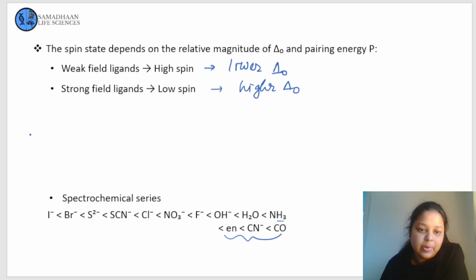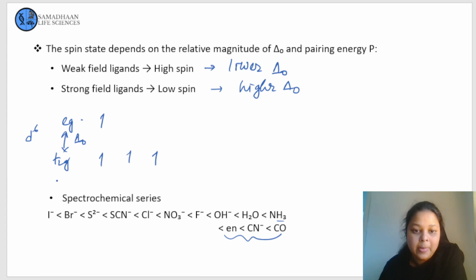Now let's take an example of the d6 system, with T2g and Eg. If the incoming ligand is a weak field ligand, this delta O is smaller. So I will put the electrons, 6 electrons from d6: 1, 2, 3 in the three T2g orbitals. Then the fourth electron will go to Eg. This electron will rather go to higher energy than pair up, because here the pairing energy is greater than delta O. Then the 4th and 5th electrons go to Eg, and the sixth electron will again come to T2g to pair up.